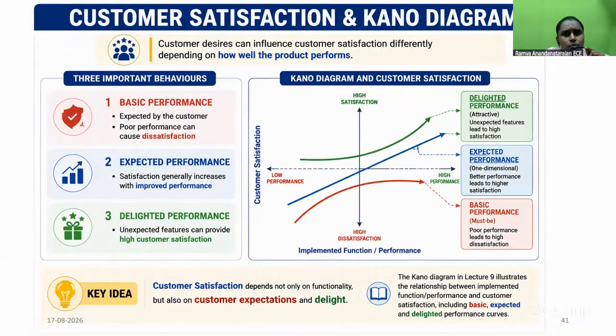First we'll understand what a Kano diagram is, and after that we'll go for the different needs which are expressed by the customer. If you observe the graph here, you have performance versus satisfaction, and there are 3 curves here. The first one in the red color is basic performance, which is a must-be case.